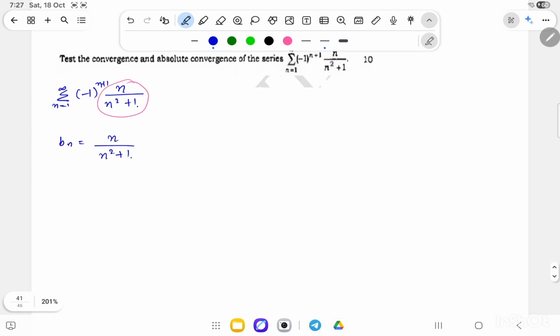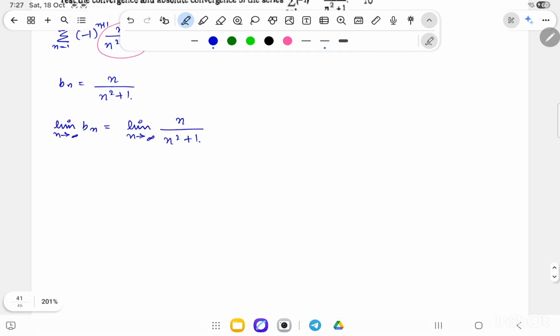Now first let's just find out its limit. So limit n approaches infinity, bn will be equal to limit n approaches infinity n divided by n square plus 1. And if we just solve it, we'll get limit n approaches infinity 1 by n divided by 1 plus 1 by n square. And if we calculate its limit, it will turn out to be 0. So the first condition is satisfied for the Leibniz rule. So the second condition is that bn should be a decreasing sequence.